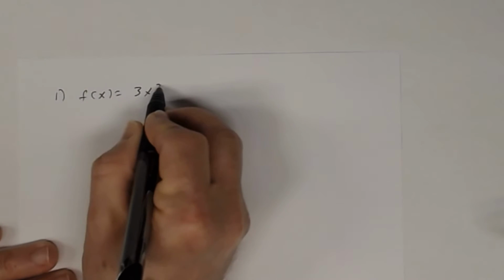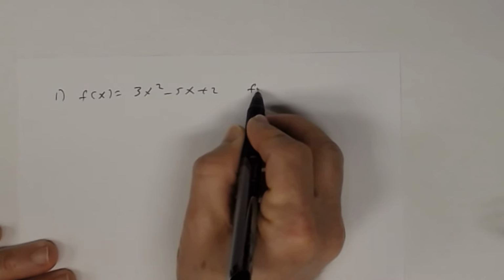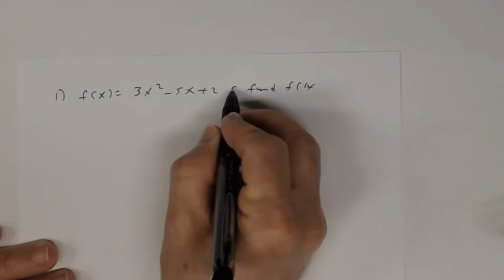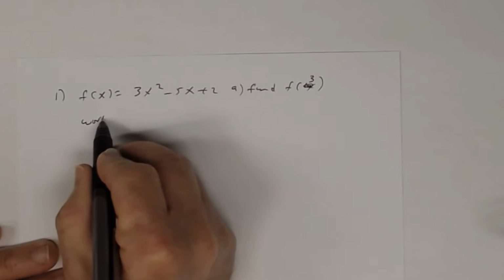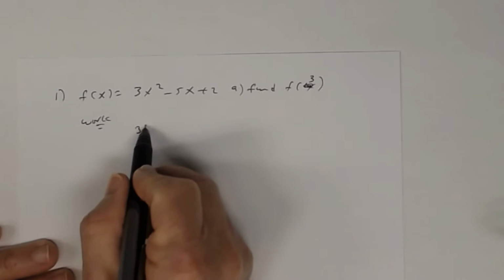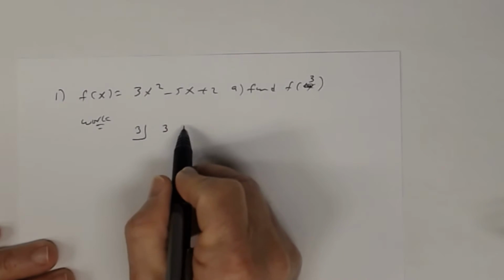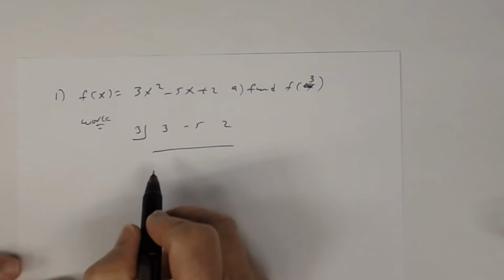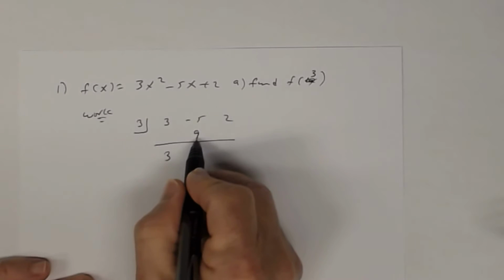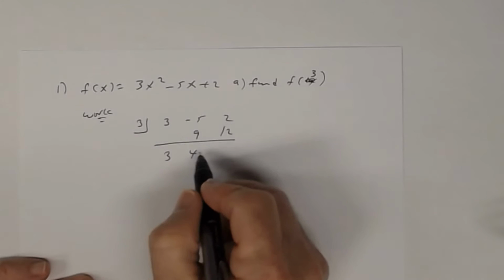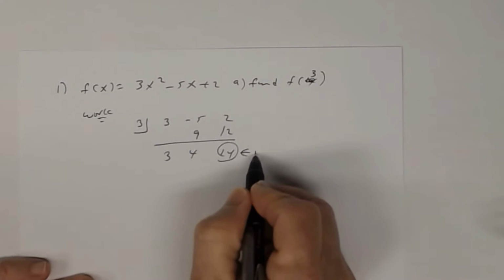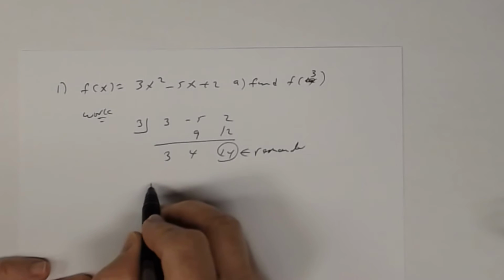So number 1, let's go back to number 1. In number 1, you have f of x is equal to 3x squared minus 5x plus 2, and you want to find f of 3, and that's part A. So here's the work. You're going to put 3, and then your coefficients: 3, negative 5, 2. And then you do just like you did before. You bring down the 3, multiply, you get 9, add, you get 4, multiply, 3 times 4 is 12, put that under the 2, make sure everything is aligned, and you add, you get 14. And this remainder happens to be your answer.